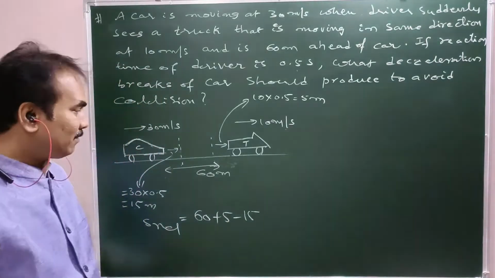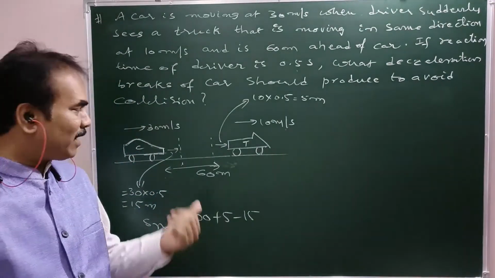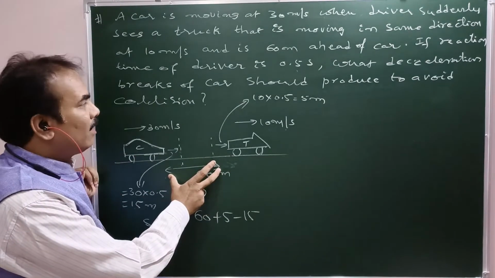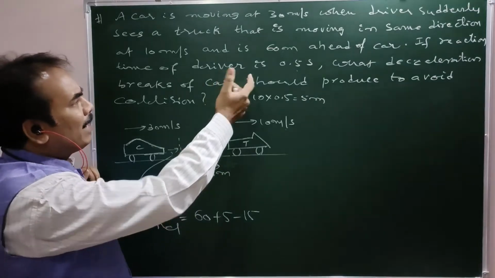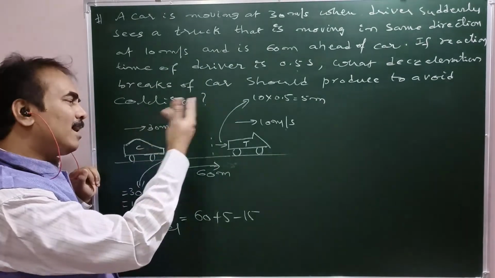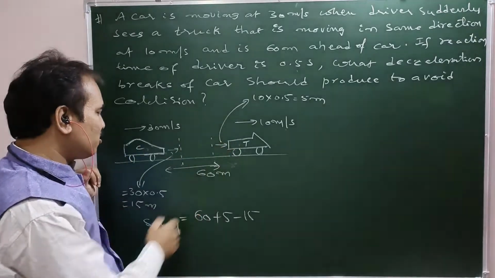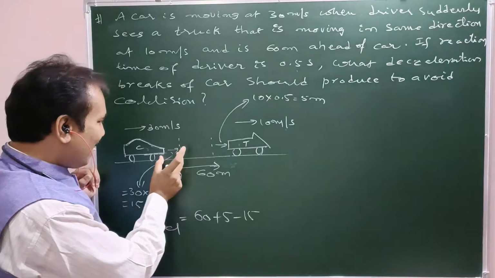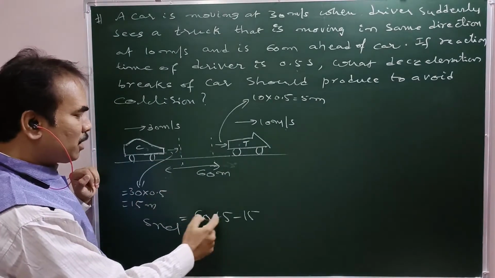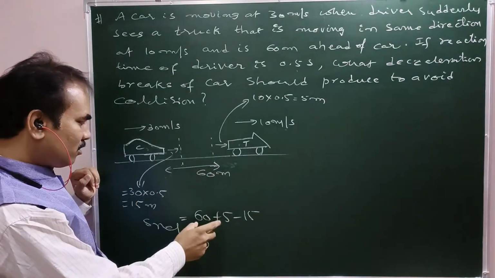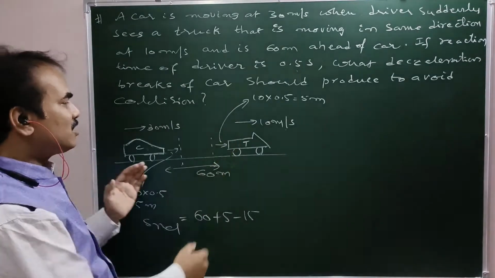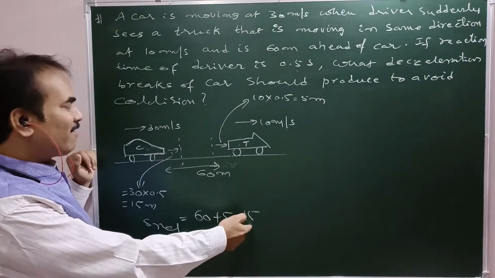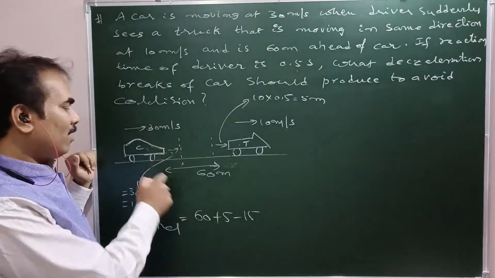See once again, what is the initial separation between car and truck here? 60 meters. By the time braking force is applied by the car driver, what is the actual separation between the car and truck? 60 plus 5 minus 15. 60 plus 5 means the distance moved forward by the truck, minus 15, the distance moved forward by the car.